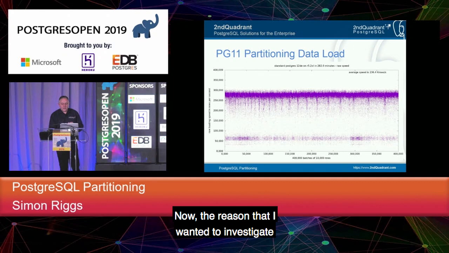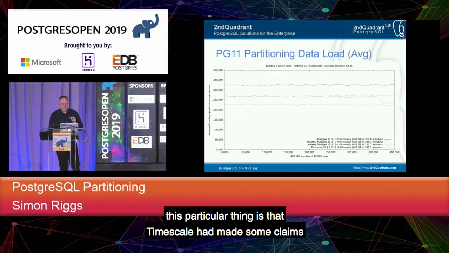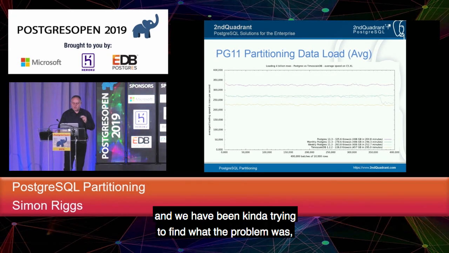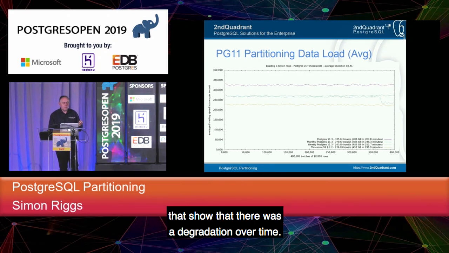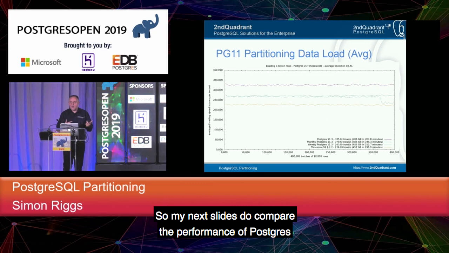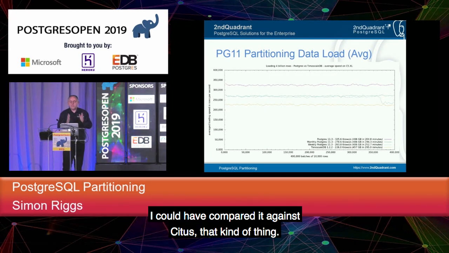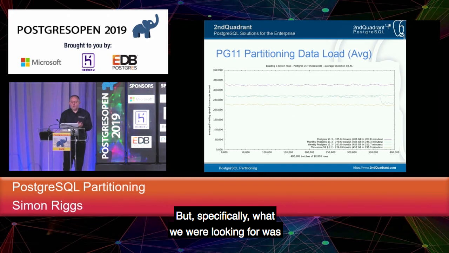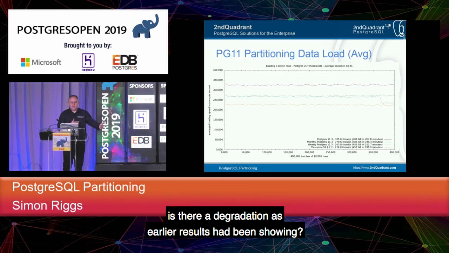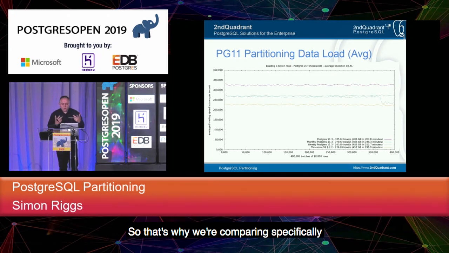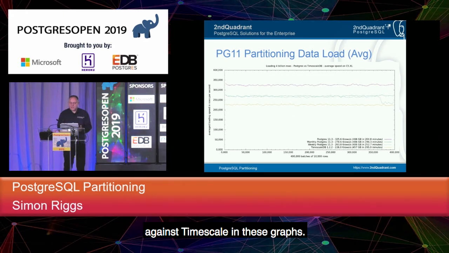Now, the reason that I wanted to investigate this particular thing is that Timescale had made some claims that Postgres performance deteriorated over time. And we have been trying to find what the problem was, and we haven't actually been able to recreate the results that show that there was a degradation over time. So my next slides do compare the performance of Postgres against the performance of Timescale. I could also have compared the performance against 2ndQuadrant Postgres, or against Citus, that kind of thing. But specifically what we were looking for was, is there a degradation as earlier results have shown? And if there's not, then what's going on? But if there is, let's find it and let's improve it. So that's why we're comparing specifically against Timescale in these graphs.